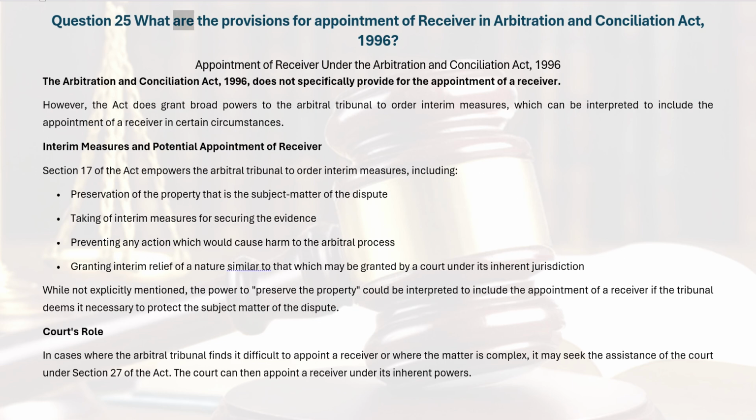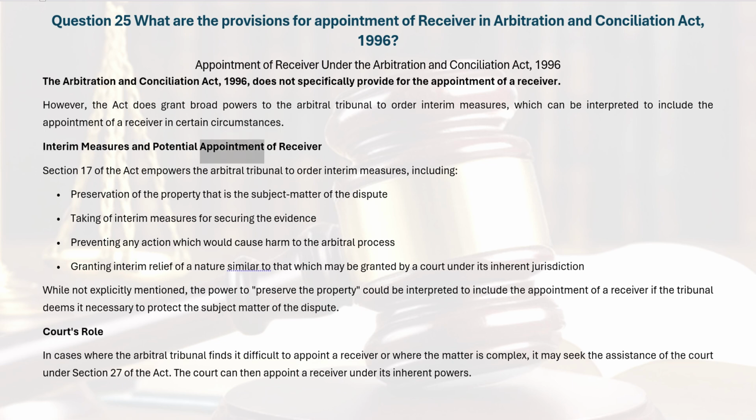Question 25. What are the provisions for appointment of receiver in Arbitration and Conciliation Act, 1996? Appointment of receiver under the Arbitration and Conciliation Act, 1996. The Act does not specifically provide for the appointment of a receiver. However, the Act does grant broad powers to the Arbitral Tribunal to order interim measures, which can be interpreted to include the appointment of a receiver in certain circumstances.